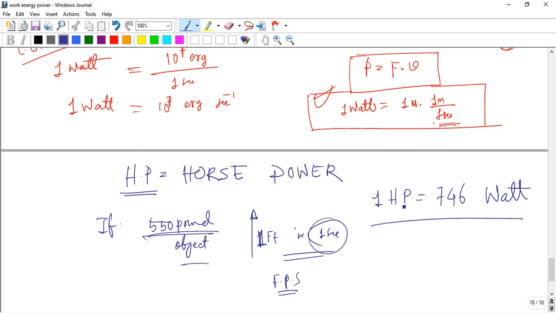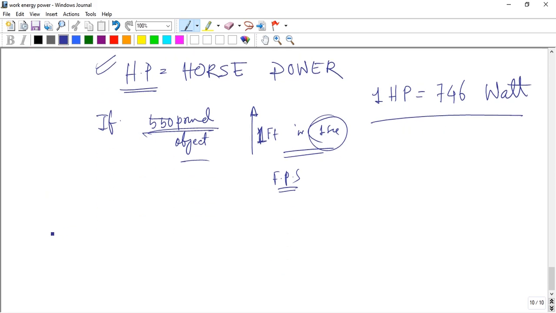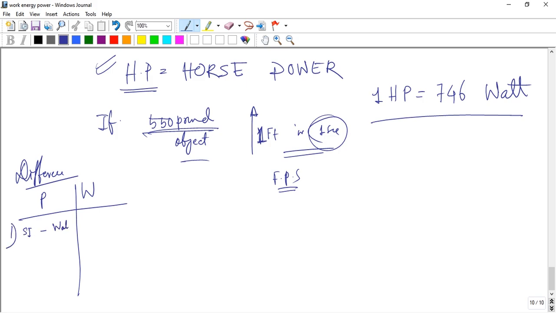Very easy concept. If asked what is horsepower, very easy concept. In mechanical engineering, huge machines and huge engines are measured in power, in horsepower. Now another important point is the difference between power and work. First, the SI unit of power is watt. Second, that of work is joules.